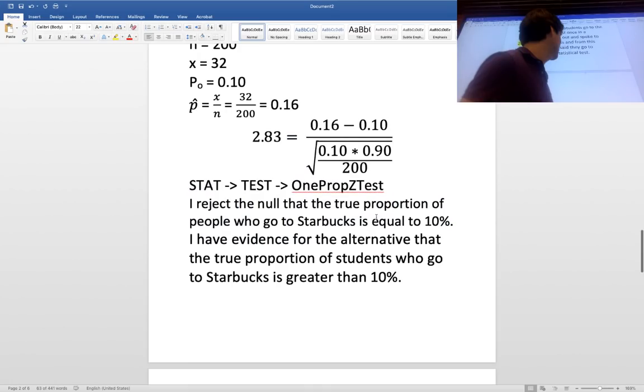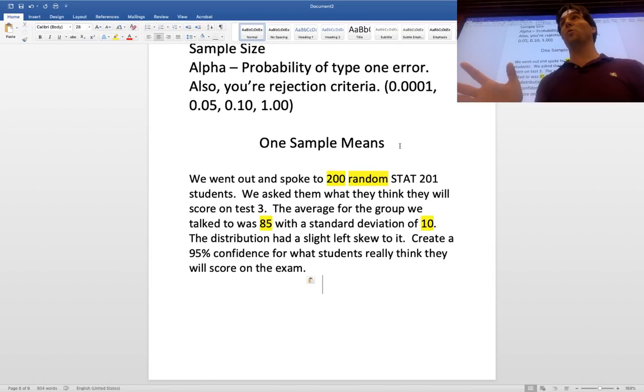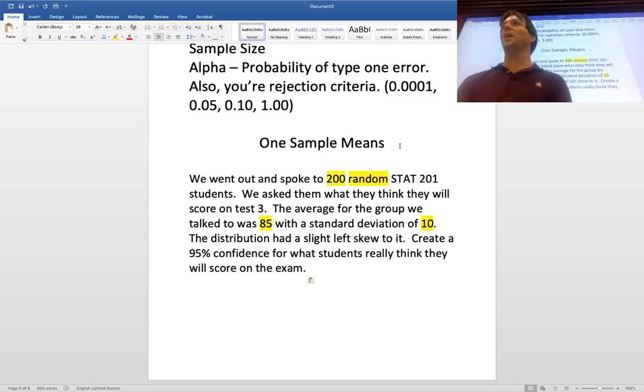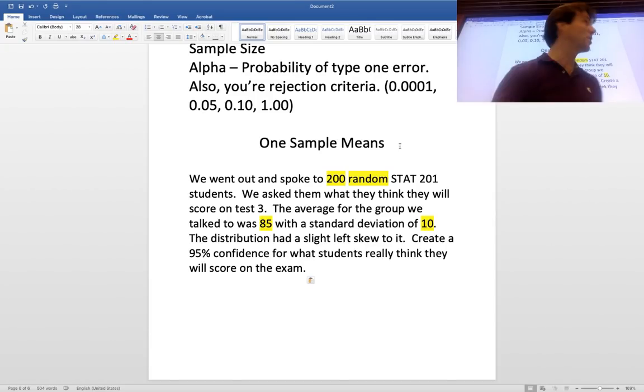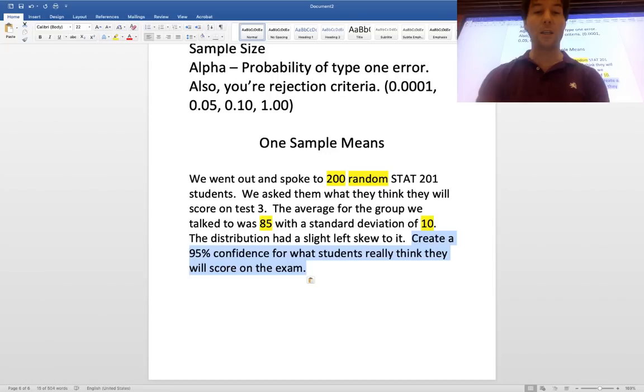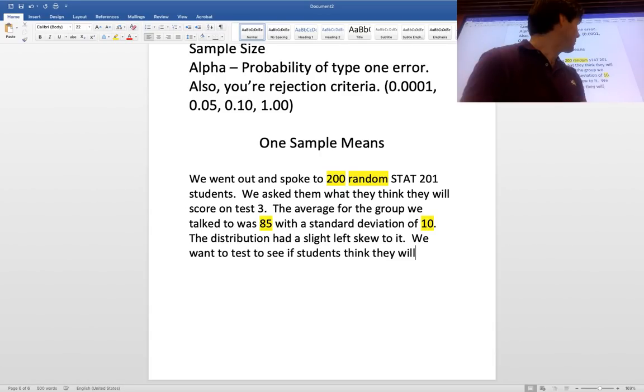We're going to take the same question we had previously and drop it in here, and we've already got our notation marked. Remember, we started off today doing a notation quiz, so watch the video or make sure you record it as I say it. Now it says create a 95% confidence interval. Let's change the ending of this question to say we want to test to see if students think they will make 87.